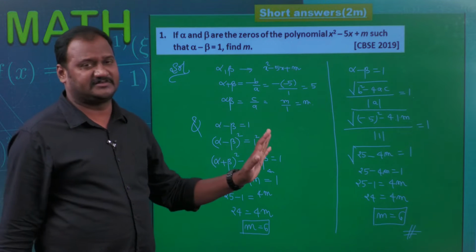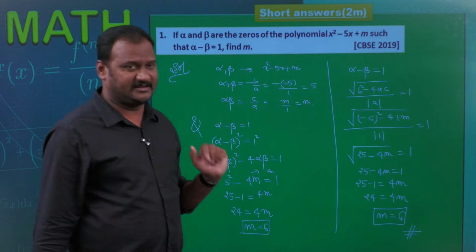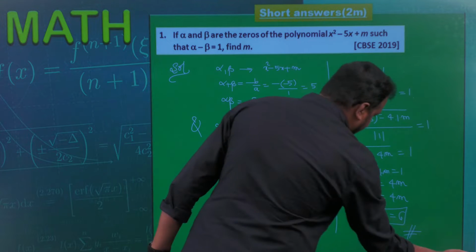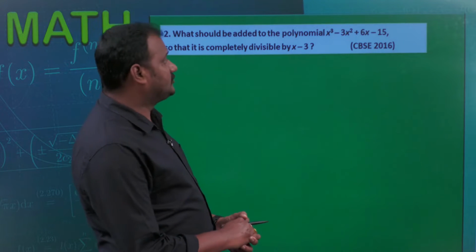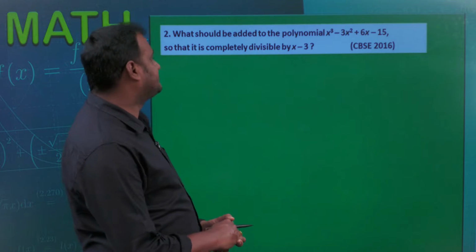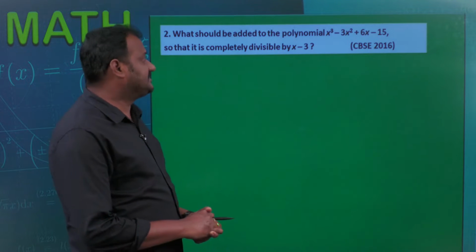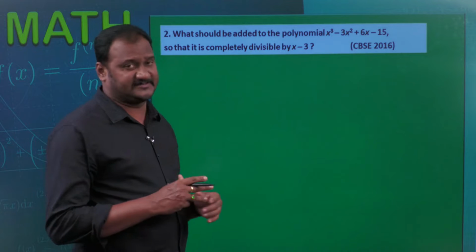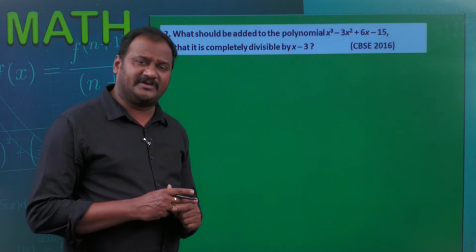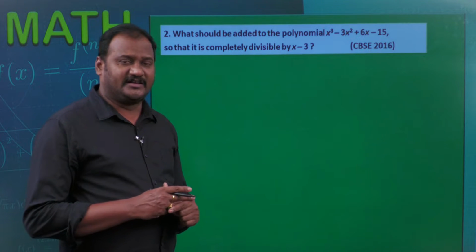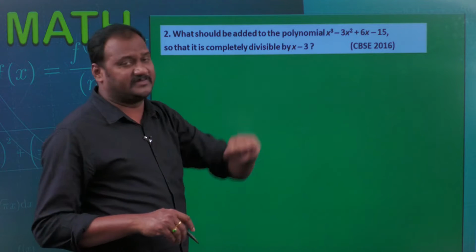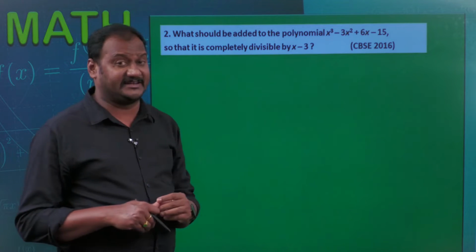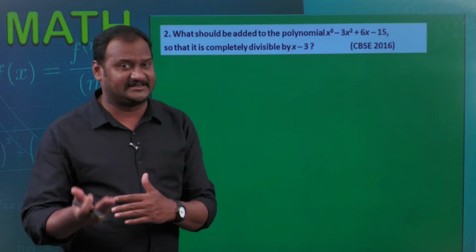So anyway, the problem is this. Moving on to the next problem. What should be added to the polynomial x cube minus 3x square plus 6x minus 15 so that it is completely divisible by x minus 3? Completely divisible by x minus 3 means what? x minus 3 is a factor of x cube minus 3x square plus 6x minus 15 after adding something.